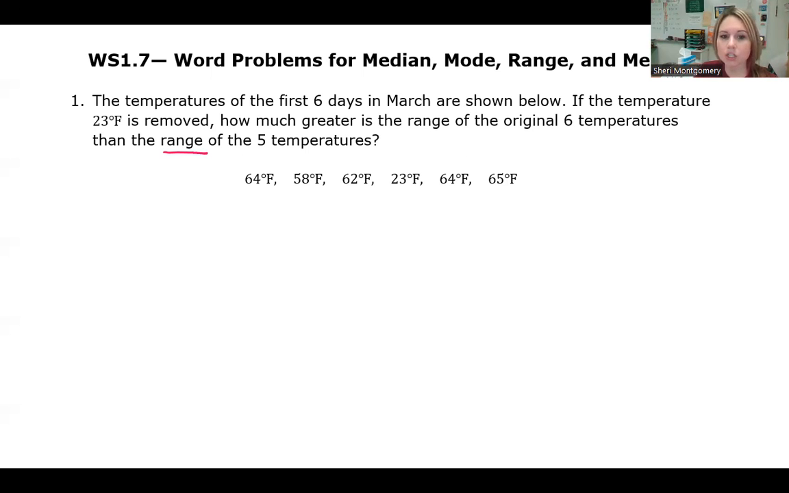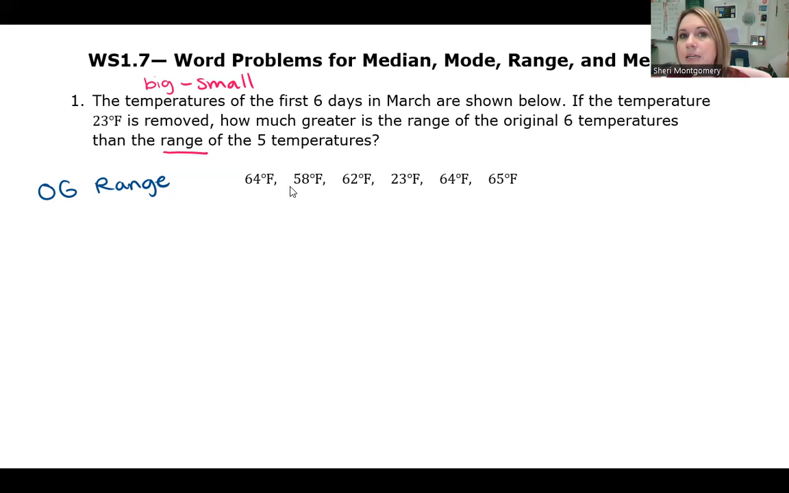Remember that for the range, we take the big number and we subtract the small number. Okay, range is the biggest minus the smallest. So we need to find the original range, the OG range. The original range is going to be everything in the data set. So we have to look for that biggest number and that smallest number. And for some of you, that might require you putting them in order.